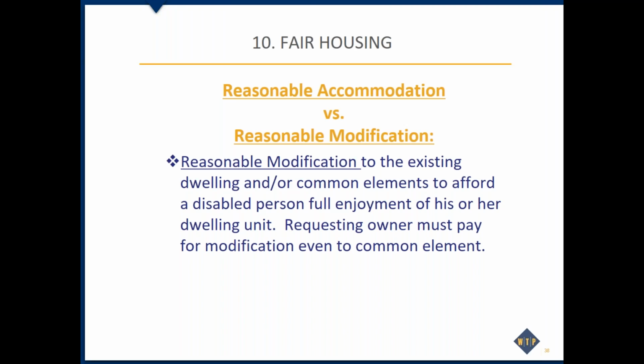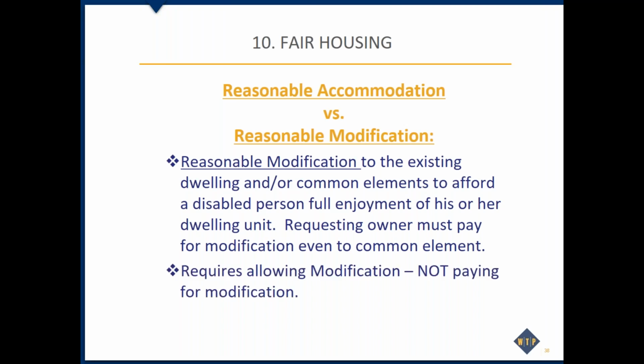Essentially, going back to those two distinctions, an accommodation is a rule or a regulation. It doesn't cost me anything. I'm just allowing an exception. A modification is a change to the structure. Somebody's going to go out there and swing a hammer and do something. So where does the big difference come in? Well, in a modification, an association is typically obligated to allow this to happen, but the cost is borne by the owner that's requesting the modification. That's the big important distinction.